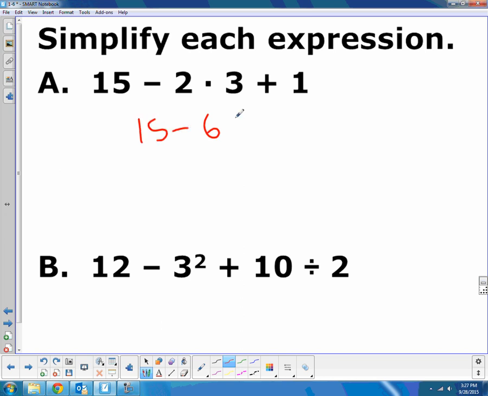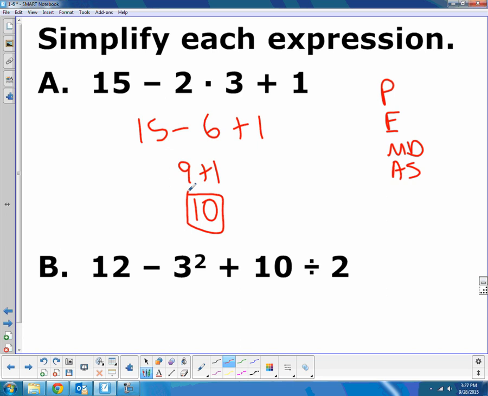In terms of showing your work, I do need to see every step of PEMDAS. Yes, every letter in PEMDAS deserves to have its own step. So parentheses, exponents, multiply, divide, add, subtract, they all need to have their own line if we've done that. So we did multiplication, I rewrote everything. Now I'm going to do adding or subtracting from left to right. 15 minus 6 is going to give me 9, plus 1 is going to give me 10, to get my final answer.